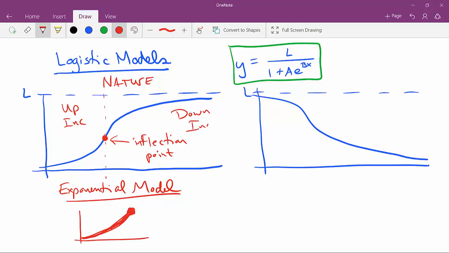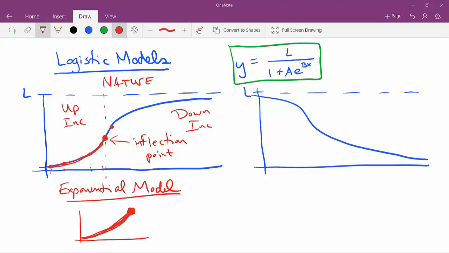When you're concave up and increasing, for this increment of time, the difference between these two y values is fairly small compared to the difference between these two y values for the same increment of time. So it's increasing faster and faster through this first portion of the curve.